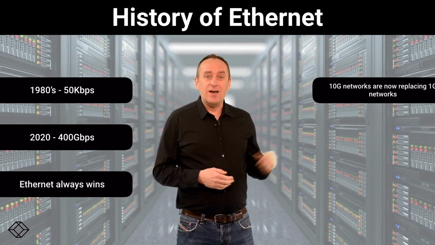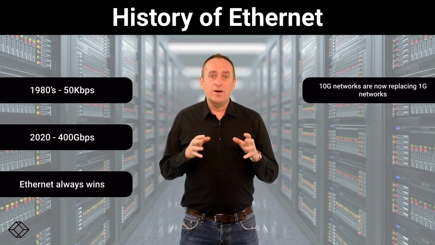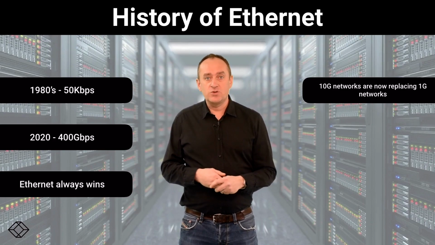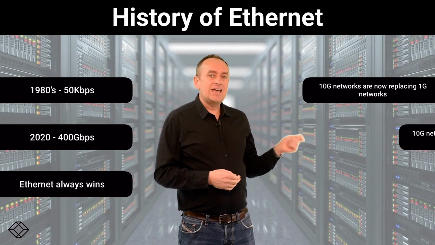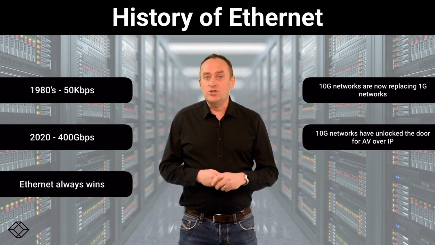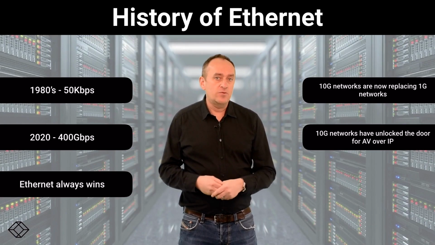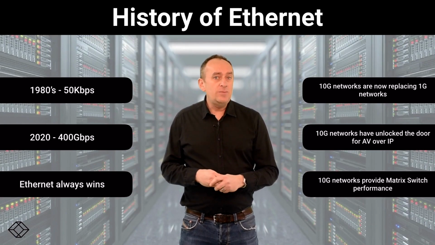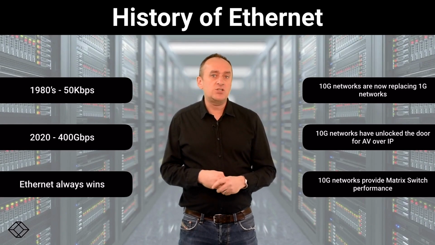Today, 10 gigabit networks are ubiquitous, and they are the minimum standard for new business infrastructure globally. And it's the 10 gigabit network which has unlocked the door to AV over IP performance, which previously could only be achieved using expensive circuit switching technology.